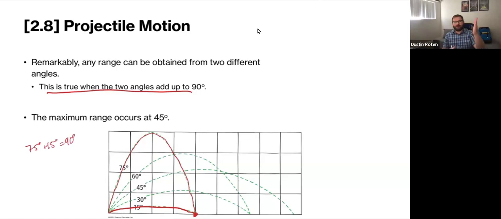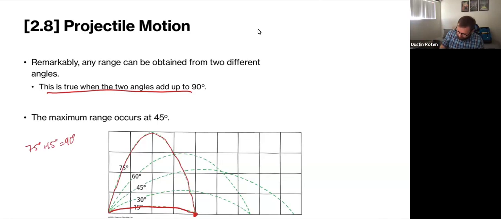So the whole idea here is you can go really fast in the x direction, so 15 degrees, but be so close to the ground that you just hit the ground really quickly. That's what's happening at 15 degrees. Or you can go so high in the air that you have so much hang time that you can actually make it over to the same position.